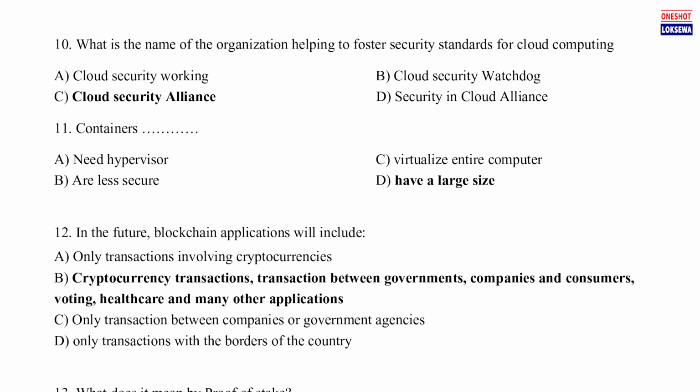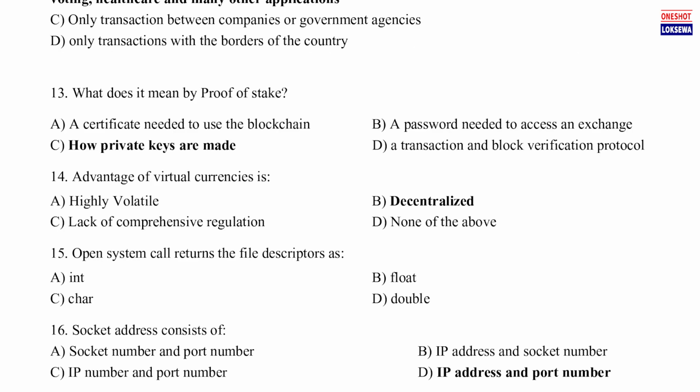C. Only transactions between companies or government agencies. D. Only transactions within the borders of the country. 13. What does it mean by proof of stake? A. A certificate needed to use the blockchain. B. A password needed to access an exchange. C. How private keys are made. D. A transaction and block verification protocol.